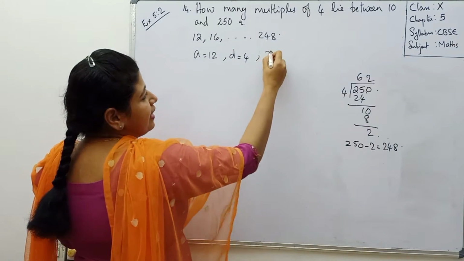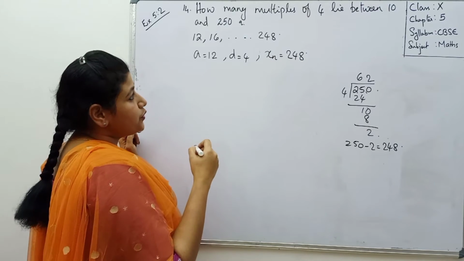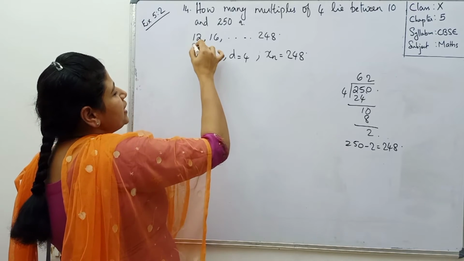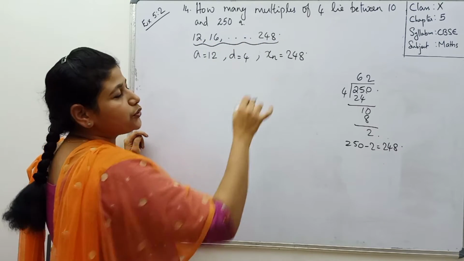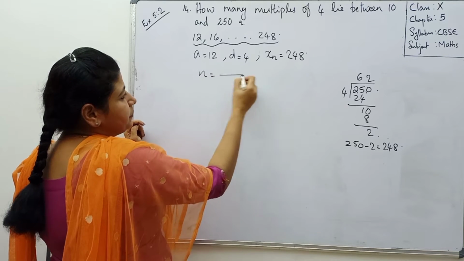And we can take this last term xn as 248. So we have to find out how many numbers are there from this 12 to 248, to find out n, isn't it?